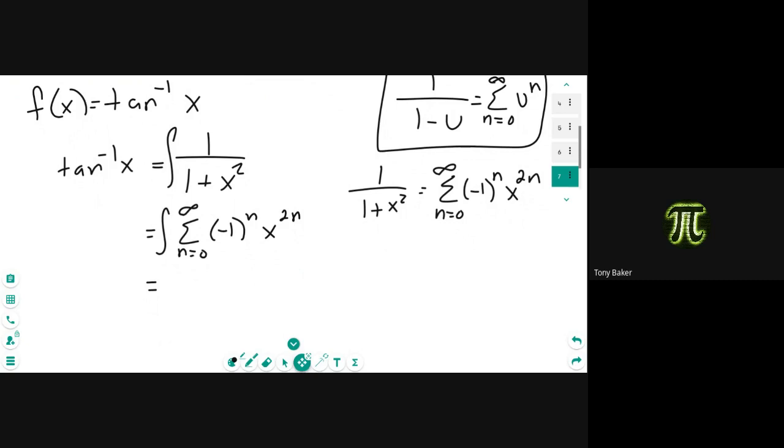So what's the integral of that? What's the integral of negative 1 to the n? Negative 1 to the n. It's constant, so it's out in front anyway. What's the integral of x to the 2n? So that's what the inverse tangent of x equals.